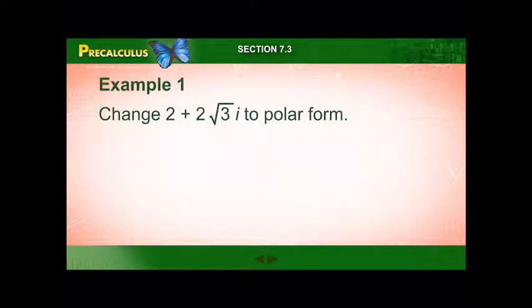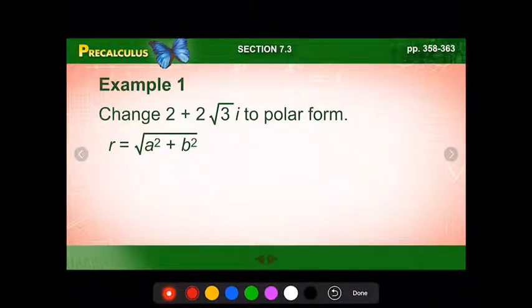All right, so let's take a look at example 1. Change 2 plus 2 square roots of 3i to polar form. Now again, the textbook leaves a lot of vital information out. I'll do my best to explain it and make sure y'all understand it. So we're going to go ahead and convert this to polar form. Now what they do is they go ahead and calculate what the modulus is equal to. Don't forget something. All of this is based on graphing.